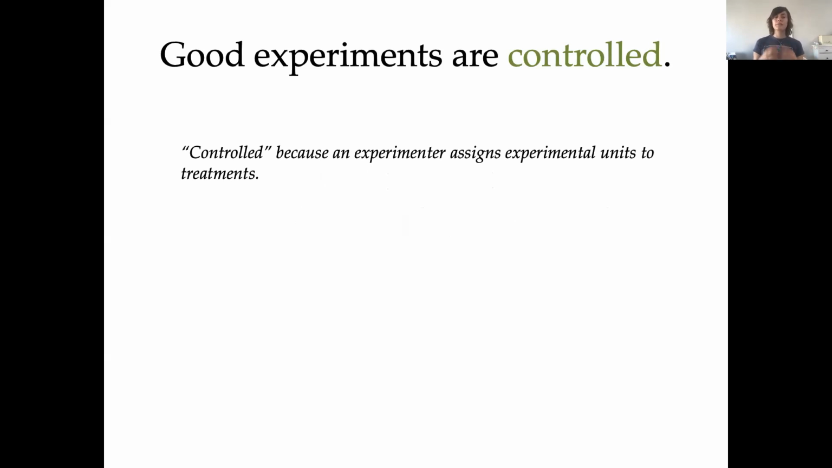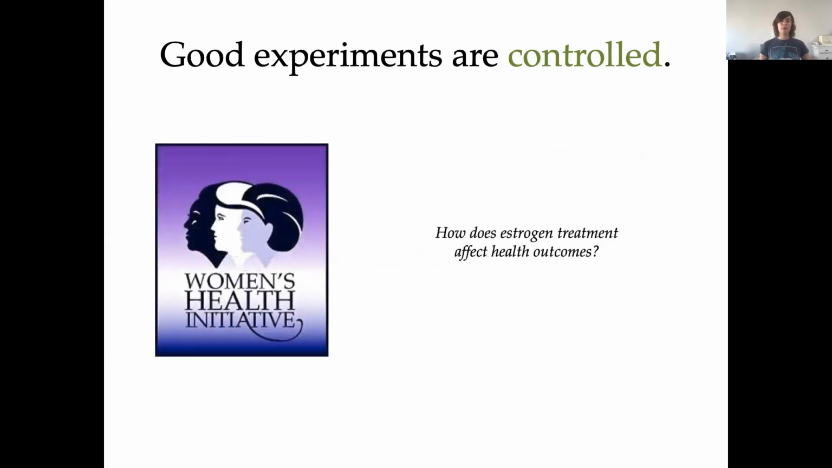A controlled experiment is an experiment in which the experimenter is in charge of assigning experimental units to treatments. And that's to distinguish it from something called an observational study. So what's wrong with observational studies? Well, here's an example that I think is pretty indicative. This is a famous example of an observational study gone wrong.